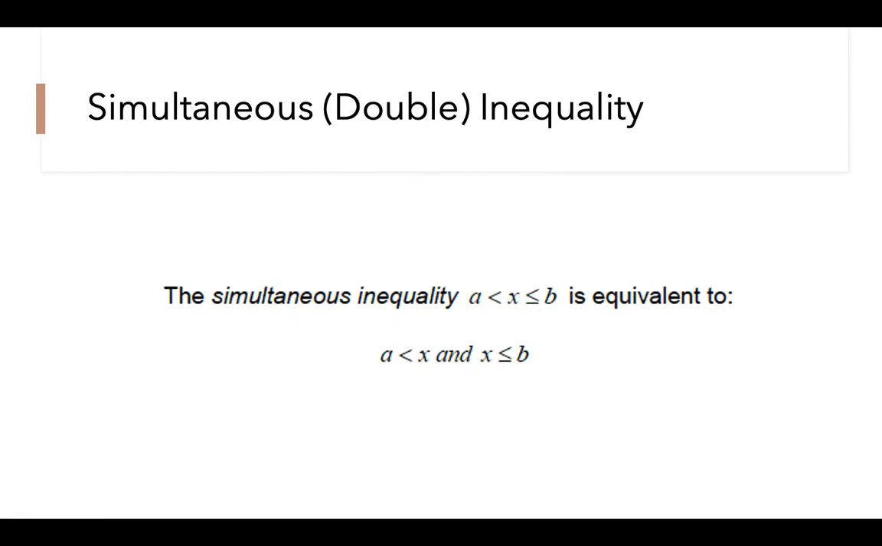Now, what if you were to have a double inequality? A double inequality means that you may have a variable both on the left side and on the right side. So this could be separated into x is greater than a, or x is less than or equal to b. So you can separate it when you have a double inequality with a variable on both sides.